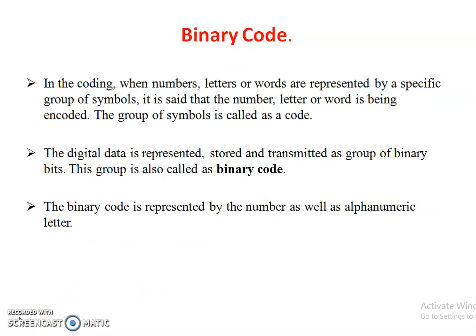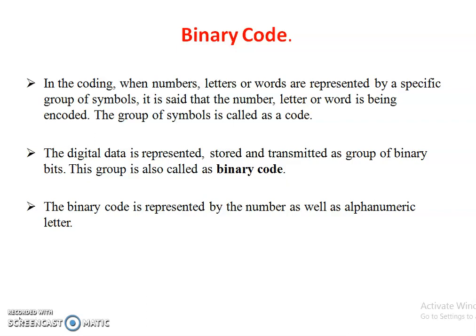Now we discuss binary codes. When data or information is coded, the numbers, letters or words are represented by a specific group of symbols. The process of coding these symbols is called encoding of data. The group of symbols is called a code, and the digital data is represented, stored and transmitted in the form of strings. A string is nothing but a group of binary digits, that means zeros and ones. This group of binary bits is called a binary code.